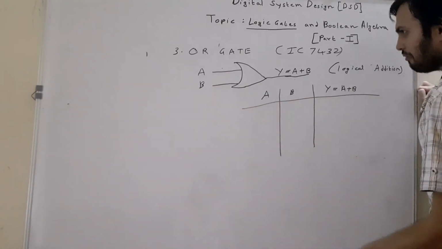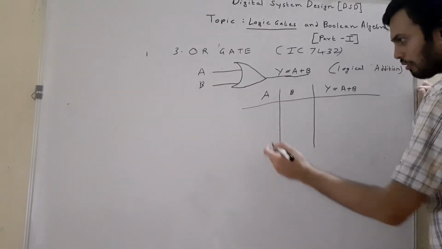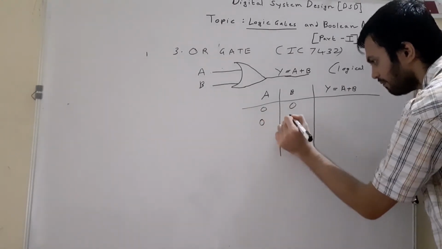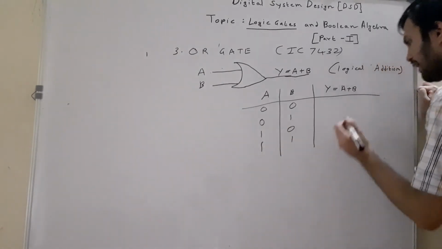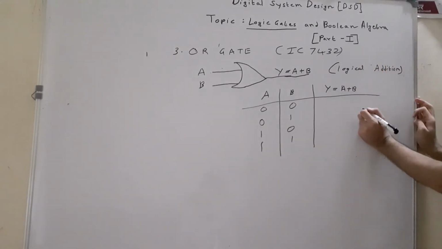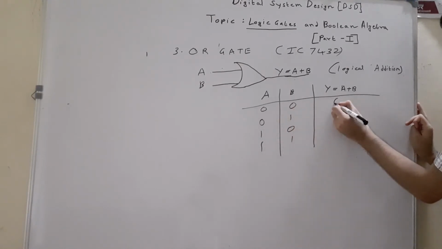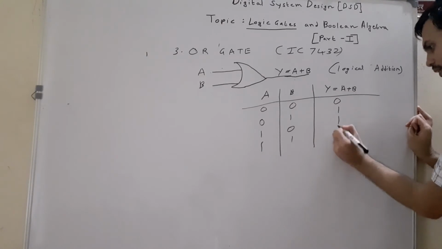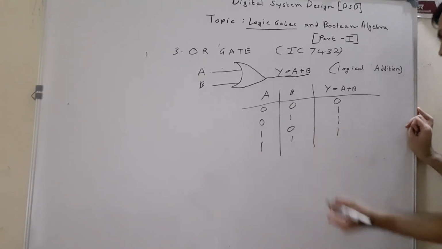So how will you write its truth table? As there are two input bits, there will be four input combinations: 0 0, 0 1, 1 0, 1 1, and it performs logical addition. So Y is equal to A plus B. Now 0 plus 0 will be 0. 0 plus 1 will be 1. 1 plus 0 will be 1. And then again 1 plus 1 will be 1.